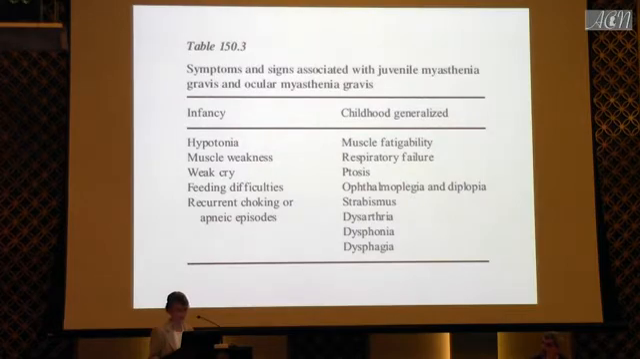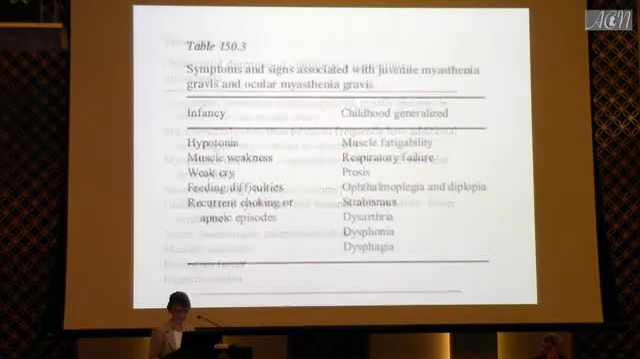Altogether, in childhood generalized myasthenia, you can see on the right, those are features that have already been mentioned. But in real infancy, of course, you can get hypotonia, muscle weakness, a weak cry, and feeding difficulties, which may not immediately bring to mind this diagnosis. And you can get children presenting very early with this disease.